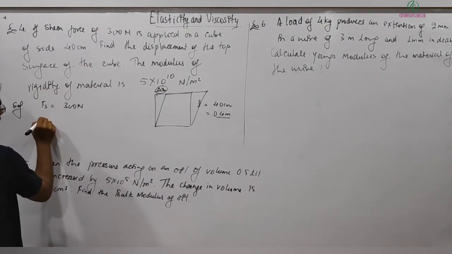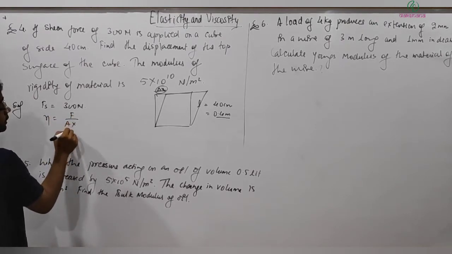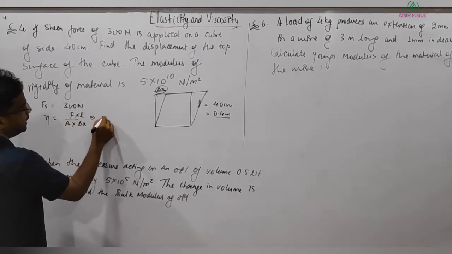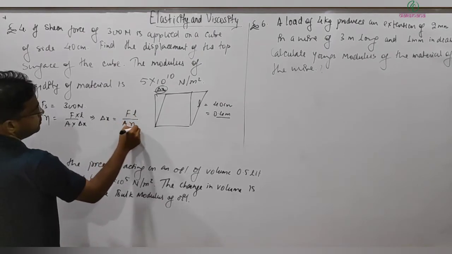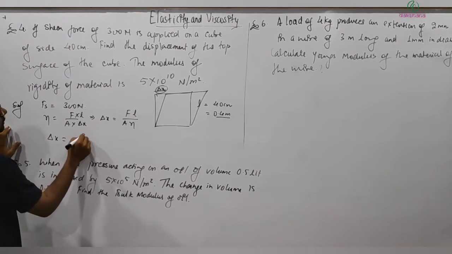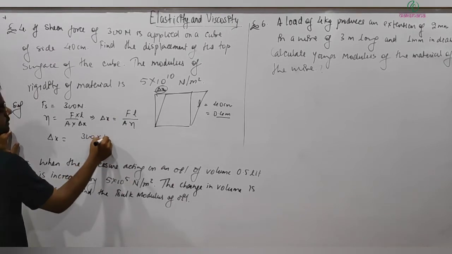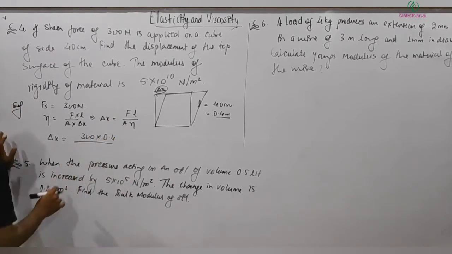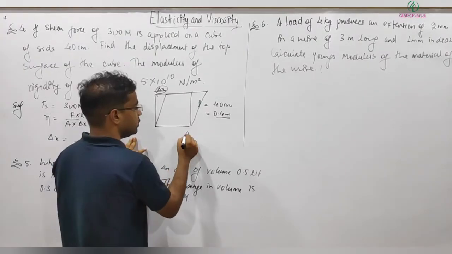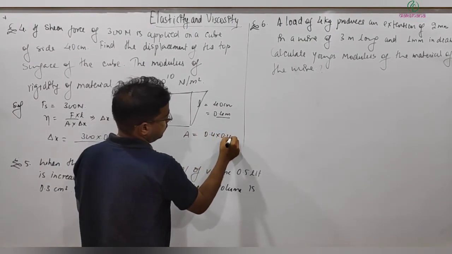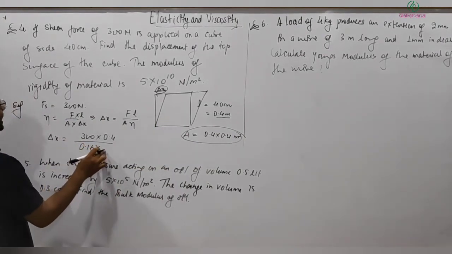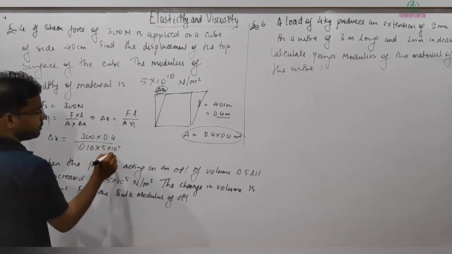We know that eta is equal to F divided by area into shear strain. Shear strain is delta x by L. So we are supposed to get delta x, which is equal to F L divided by A into eta, and everything is given to us. Let's substitute the values. Force is given as 300 Newton. Length is 0.4 divided by area of cross section. 40 centimeter is the side because it's a cube, so the area of cross section will be 0.4 into 0.4 meter square, which is 0.16. And eta is given as 5 into 10 to the power 10.